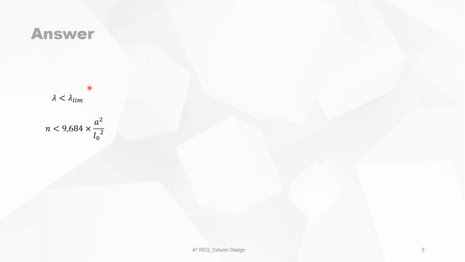So we have lambda smaller than lambda limit. We calculated the maximum value of N. Now we will put in some numbers. The size of the column was 300 millimeters, the effective length 3 meters, and the load ratio is then, following this formula, equal to roughly 10%.